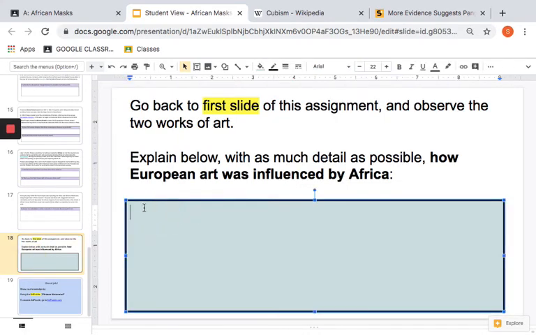So for number 18, I want you to explain to me how European art was influenced by Africa. The hint here is Pablo Picasso. Where is he from? How did he find out about Africa? How did his art change? So I want you to do as best as you can and tell me, how was European art influenced by Africa?